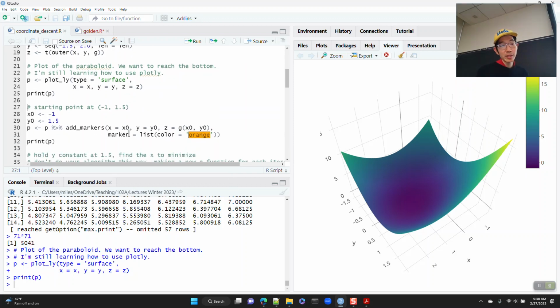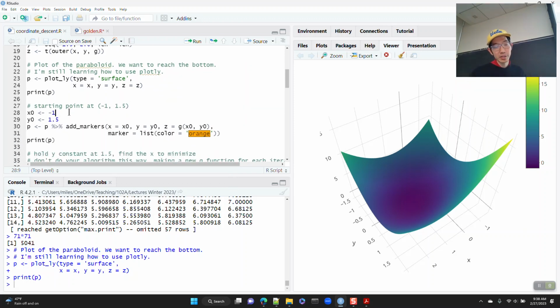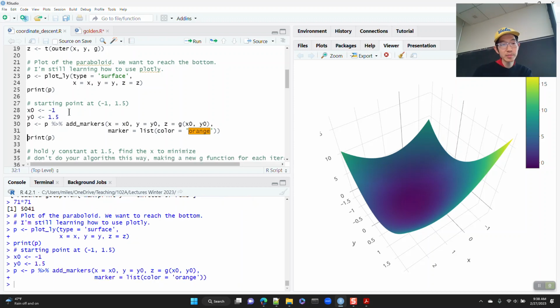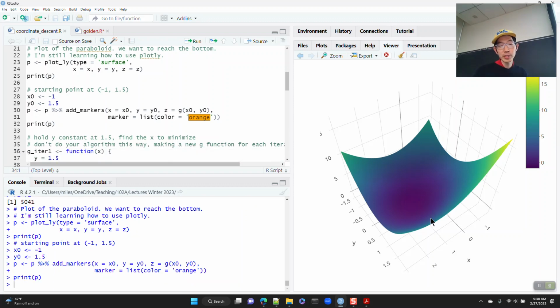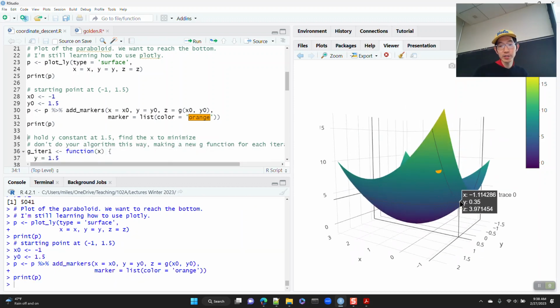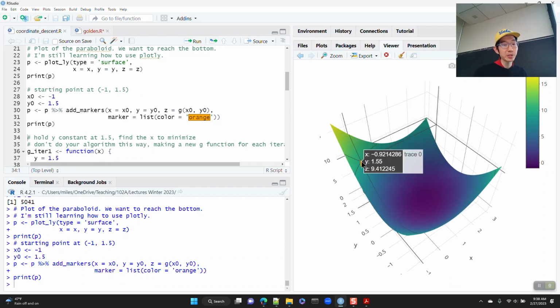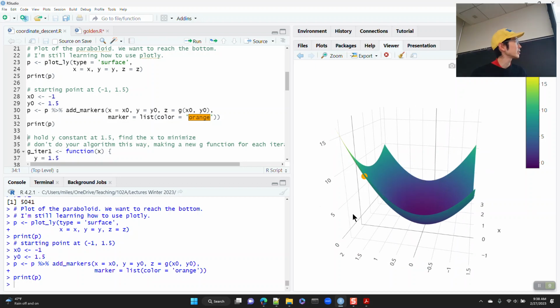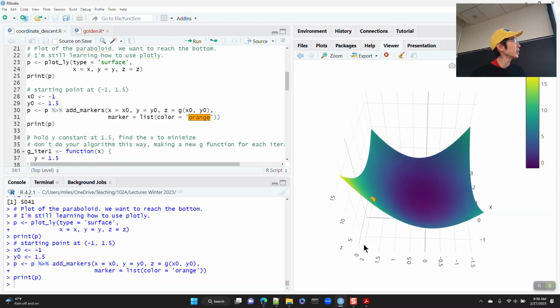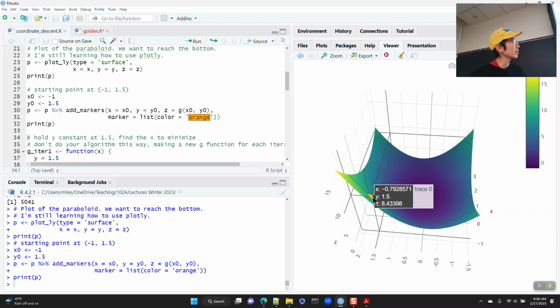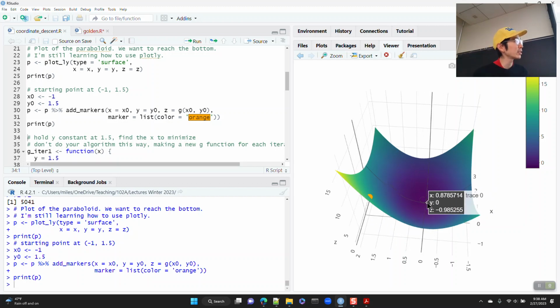Okay, so anyway, I'm going to just start at an arbitrary starting location at negative 1, 1.5. This orange ball right here is my arbitrary starting location. This is where we're going to start, and what we want to do, starting here, is find the bottom.